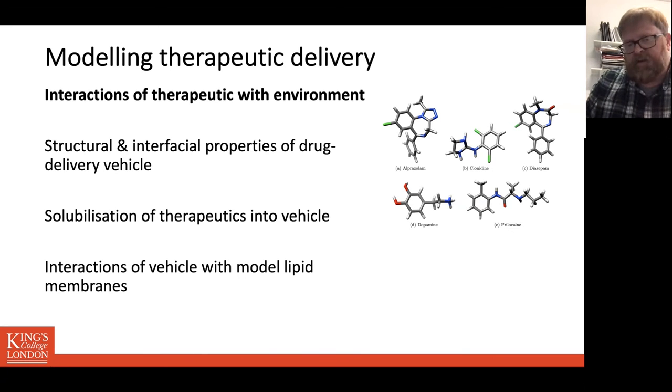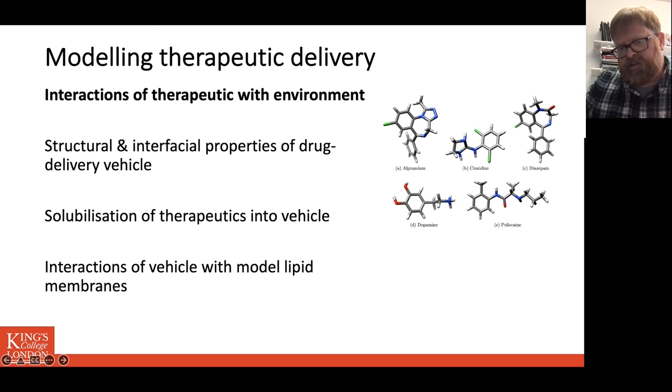And so nowadays it's quite common that if people are interested in studying therapeutics like this, they will generate a bespoke force field using DFT to interact with the rest of the molecules in their system. And so we've just started working on this.